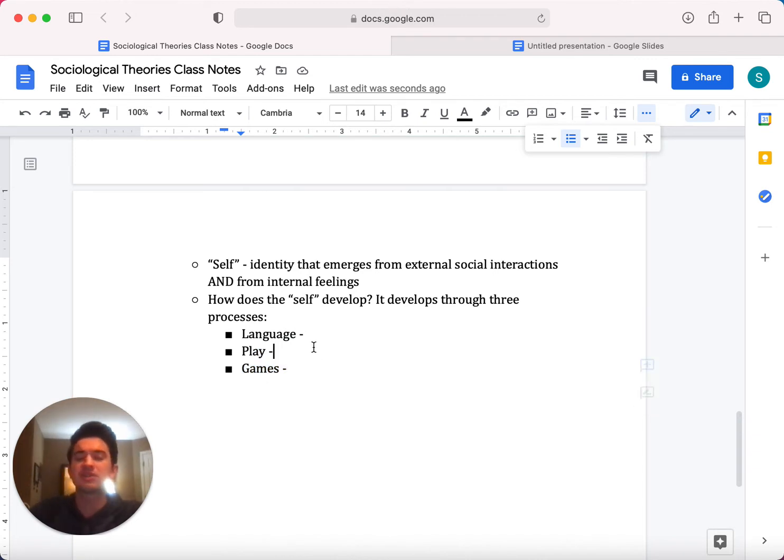So this is where it starts to get a bit complicated, because sometimes the MCAT will give you an anecdotal example of something, and they'll ask, okay, what part of the self-development or self-acquisition theory does this pertain to? So I'm going to go through each of these. Language is probably the most straightforward, so we'll start with that one.